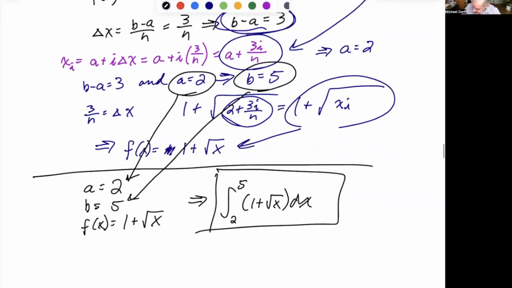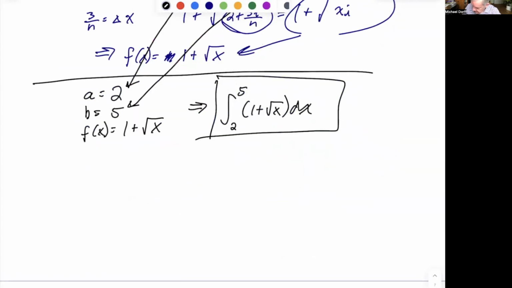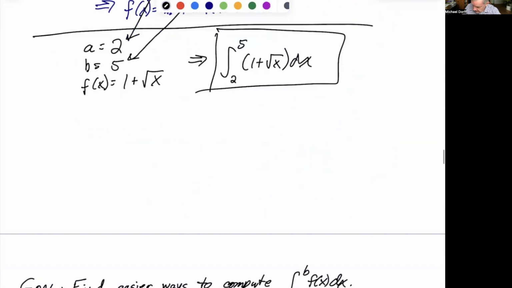If you need more practice on this one, go back to the videos from the previous day from sections 5.1 and 5.2a, because they talk a little bit more about this.